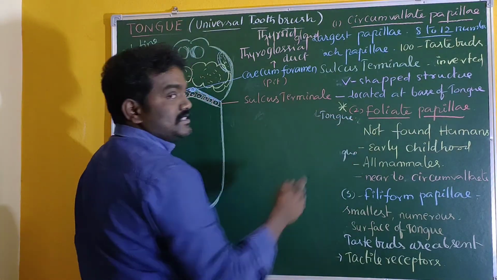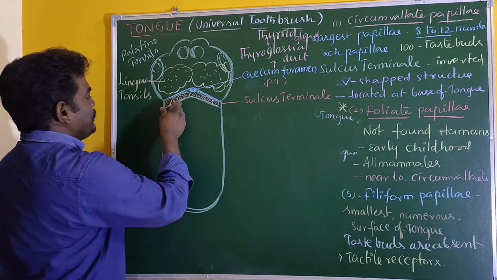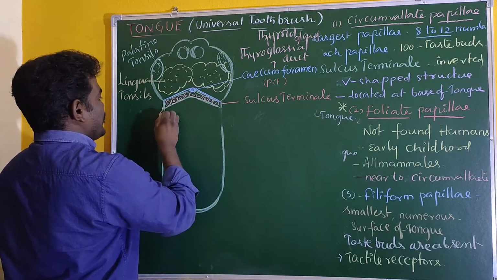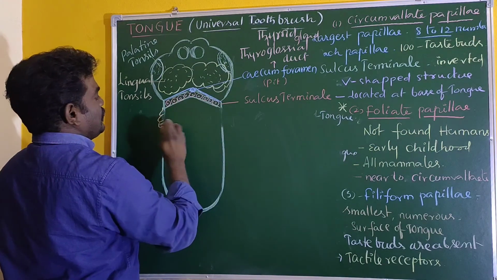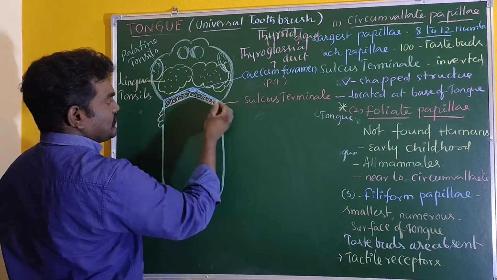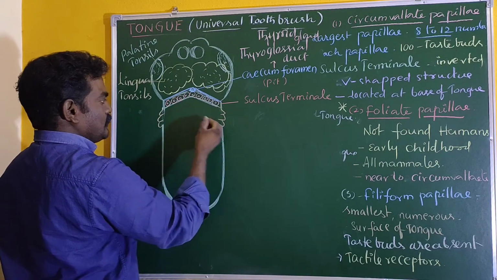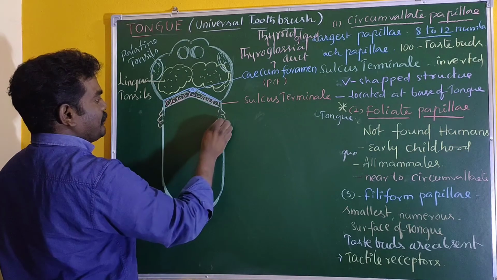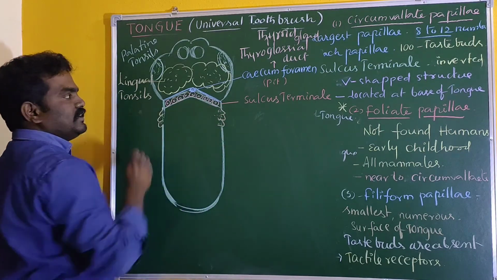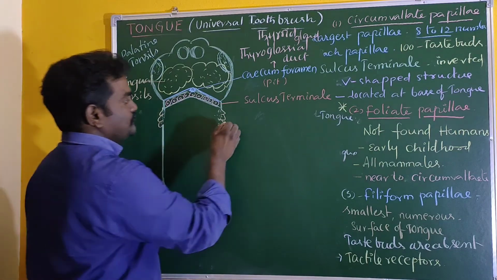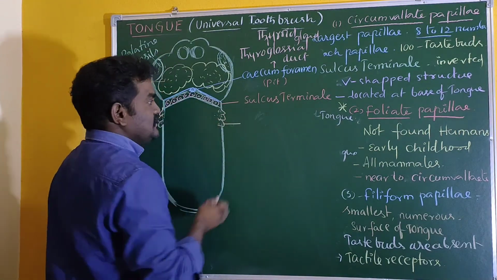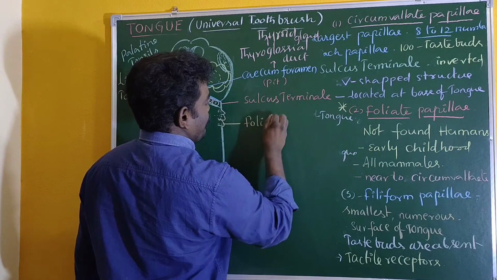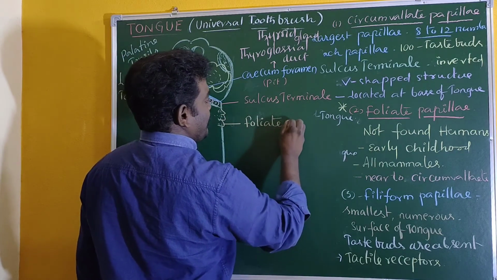The second type is not present in human beings, but the rest of the mammals bear this papillae. This papillae appears like this. In early stages we find this type of papillae here. This is termed foliate papillae.